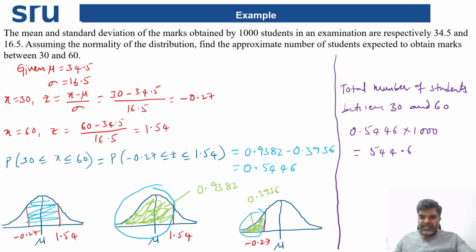To find the number, we are calculating the probability first. Then we have to multiply with the total count. That gives the required value. You can also see the table here, how to look up these two values in the table, 1.54 and minus 0.27.